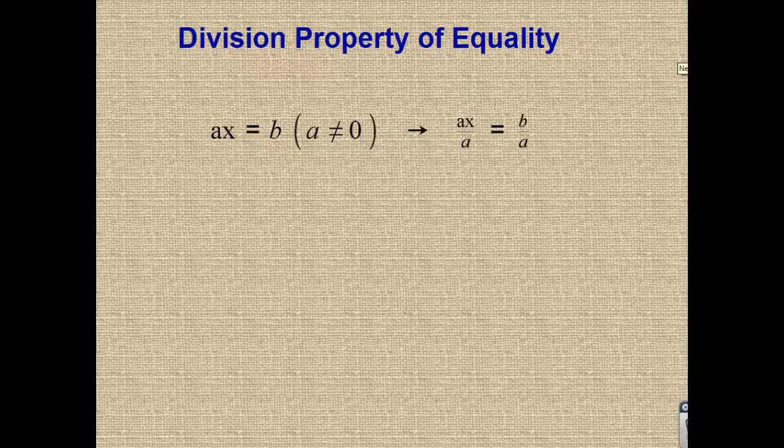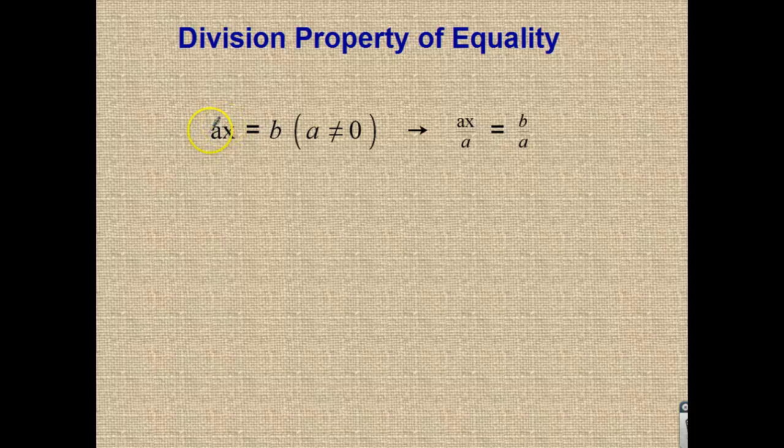All right, now we have the division property of equality. And like I said, some of these properties look very scary with the way they're written out. Basically, what we need to do is solve for the x variable. Again, we have this a that's attached to the x and this b on the right side. Special note, a cannot be equal to 0.